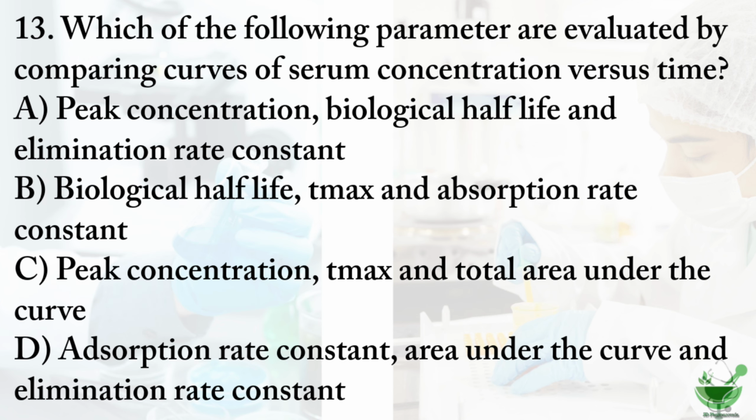Question number 13. Which of the following parameters are evaluated by comparing curves of serum concentration versus time? Option A, peak concentration, biological half-life and elimination rate constant. Option B, biological half-life, Tmax and absorption rate constant. Option C, peak concentration, Tmax and total area under the curve. Option D, absorption rate constant, area under the curve and elimination rate constant. The correct option is option C, peak concentration, Tmax and total area under the curve.